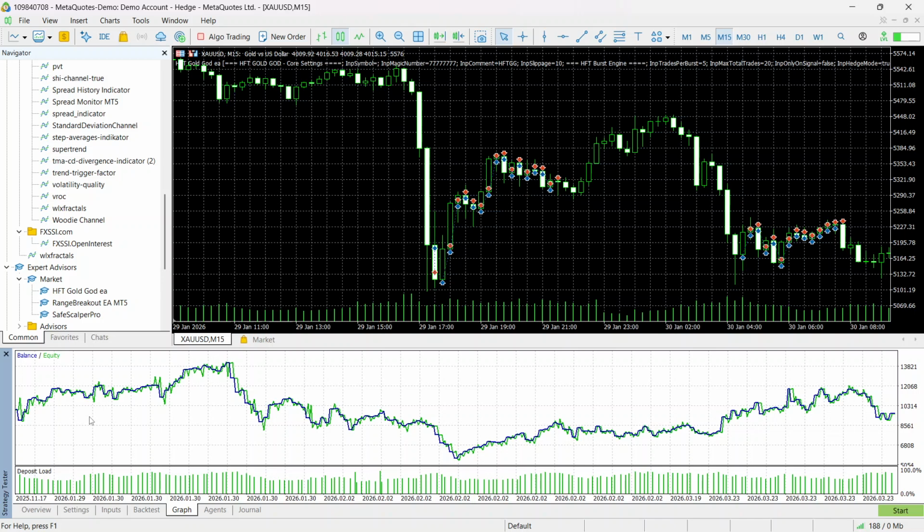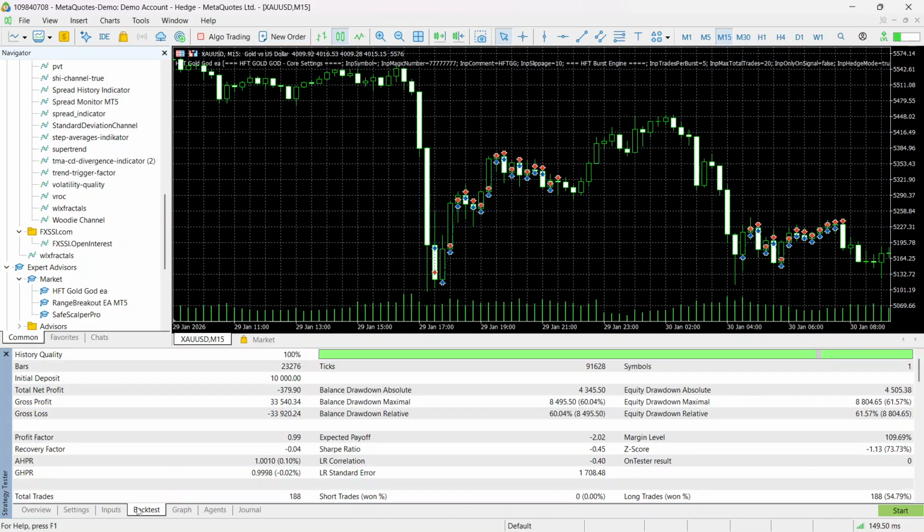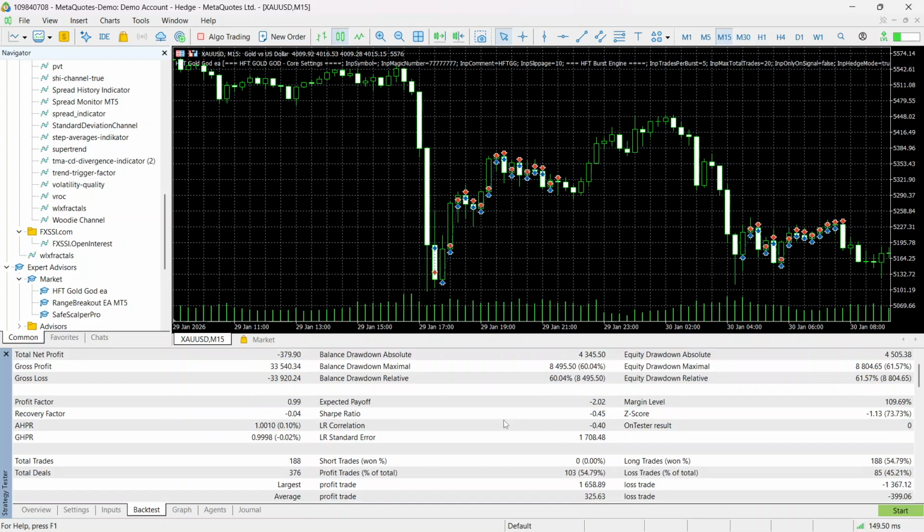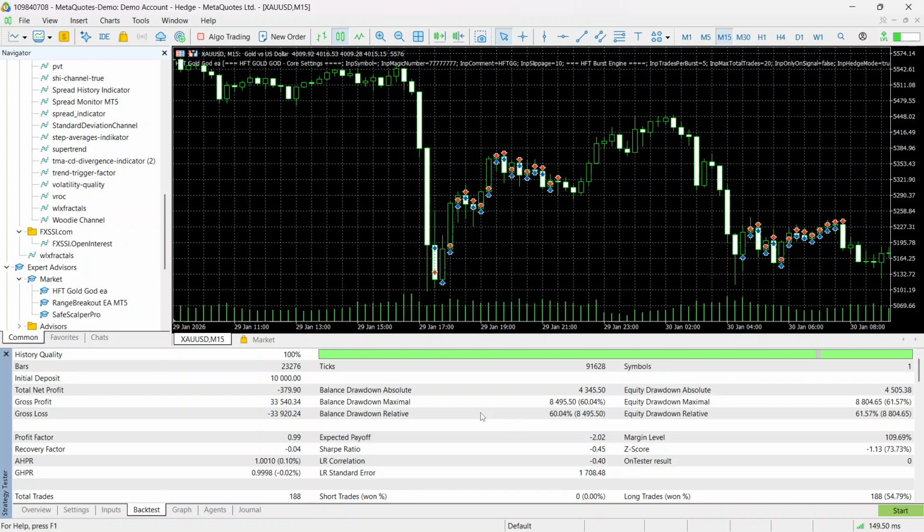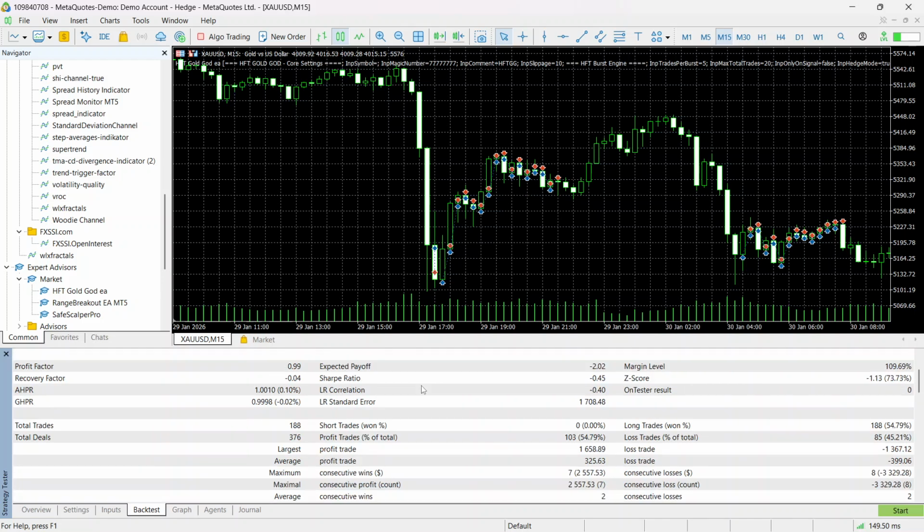Average profit trade was around 326, average loss around 399. Consecutive wins and losses show it can string a few together but also hit streaks. The thing is, these numbers are more realistic than some of the polished seller screenshots you often see. Developer claims lean heavily on strong trend performance and controlled risk, when this one was seeing big drawdowns and basically flat results. Sharpe ratio negative, which tells you the risk adjusted returns are poor.